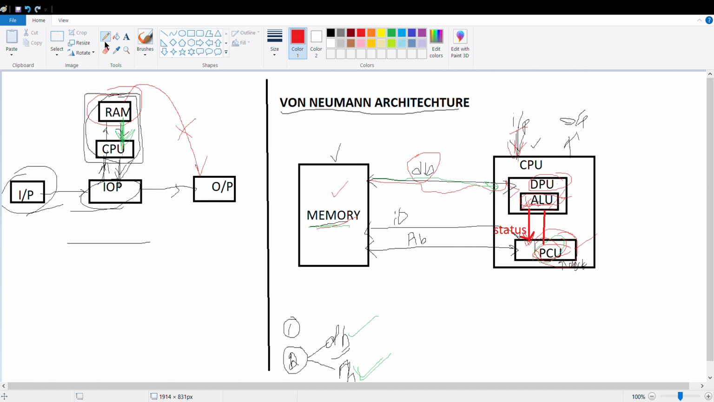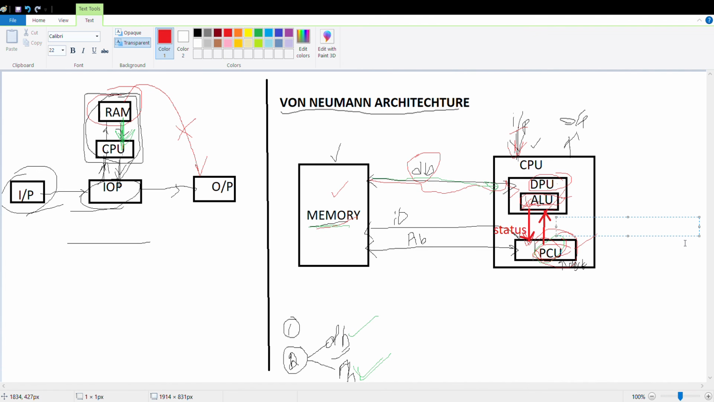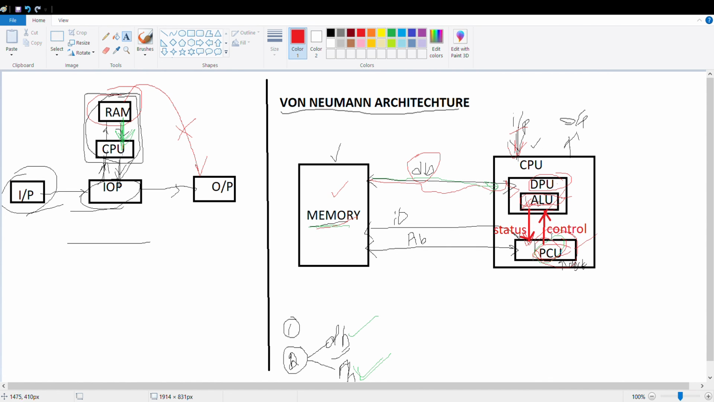That sending process happens between the PCU and ALU, PCU to ALU, that is control. It controls how many statements it requires, right? It controls how many statements the PCU wants. It controls that 3 statements I want.